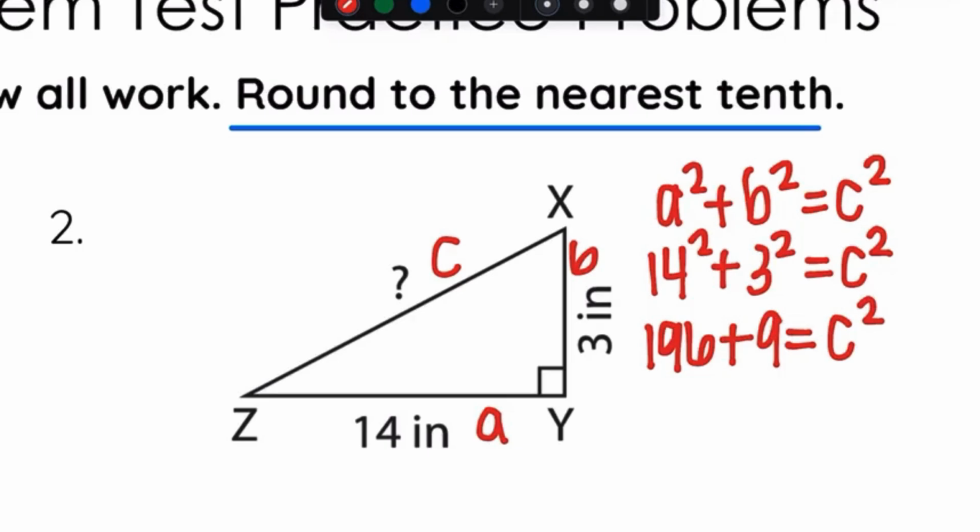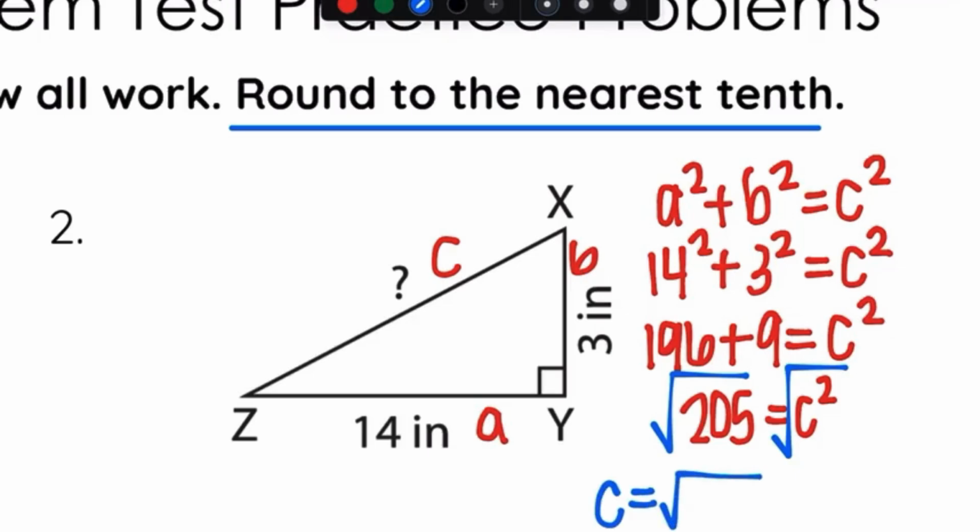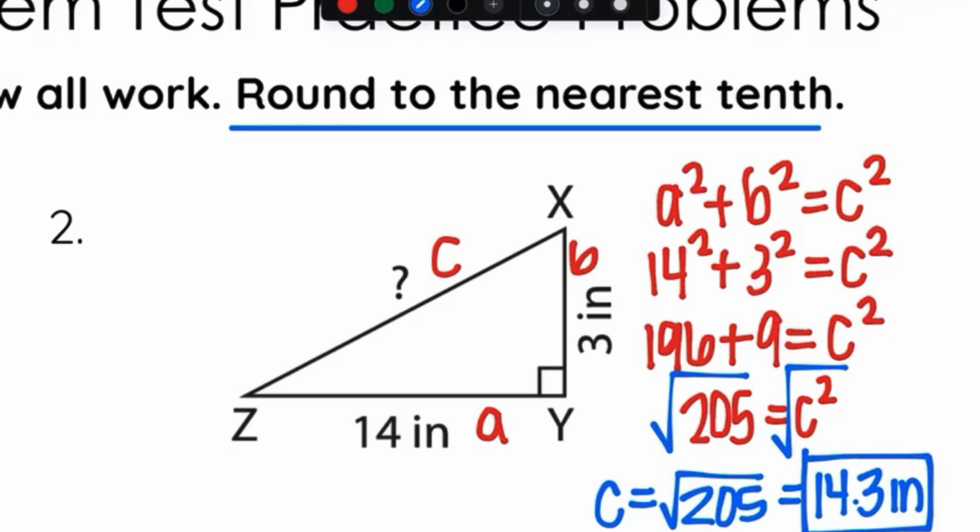When I add those two, and I am adding them because they're on the same side of my equation, so I'm just going to combine, I get 205 is equal to C squared. Again, the undo of the second power would be to take the square root of both sides. And so you get C is equal to the square root of 205 because that's not a perfect square. And when I type that in my calculator, I get 14.3 to the nearest tenth. And then my unit is indeed inches, okay?